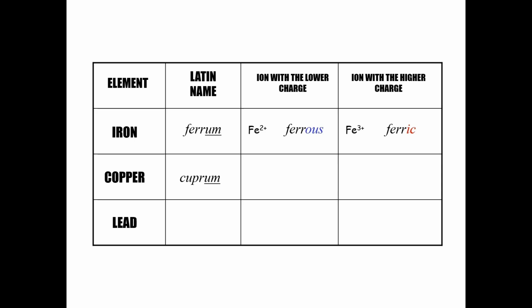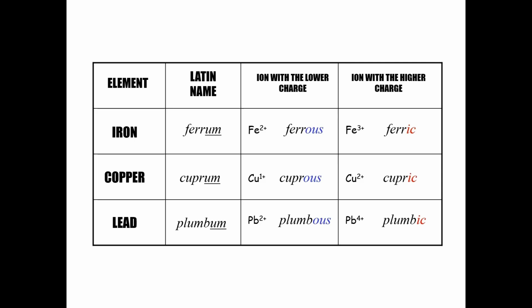Copper is called cuprum. Its lower charge would then change the name to cuprous. Its higher charge would be called cupric. And lead, Latin name plumbum. Its lower charge would have the Latin name plumbous. Its higher charge, plumbic.